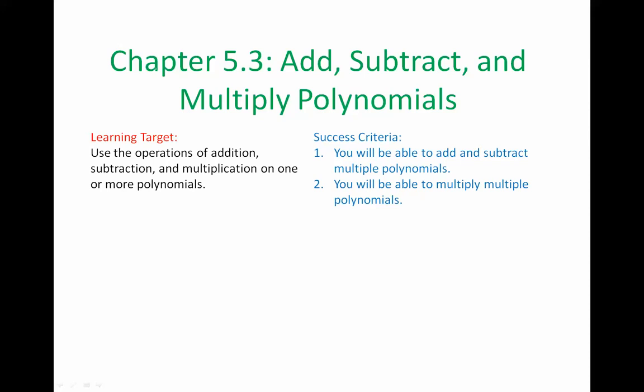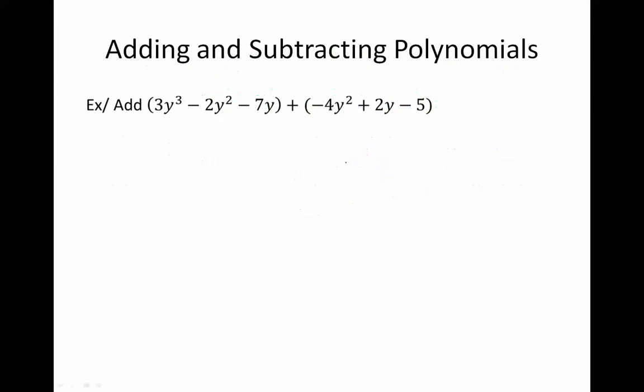Once again, this is chapter 5.3, and in this section, we're going to add, subtract, and multiply polynomials. A lot of this is actually going to feel kind of like review because the operations we're doing are very similar to things we've done in the past. We're just going to put it in the language of polynomials now. So, like the title says, today's success criteria, we're going to be able to add, subtract, and multiply polynomials of any size.